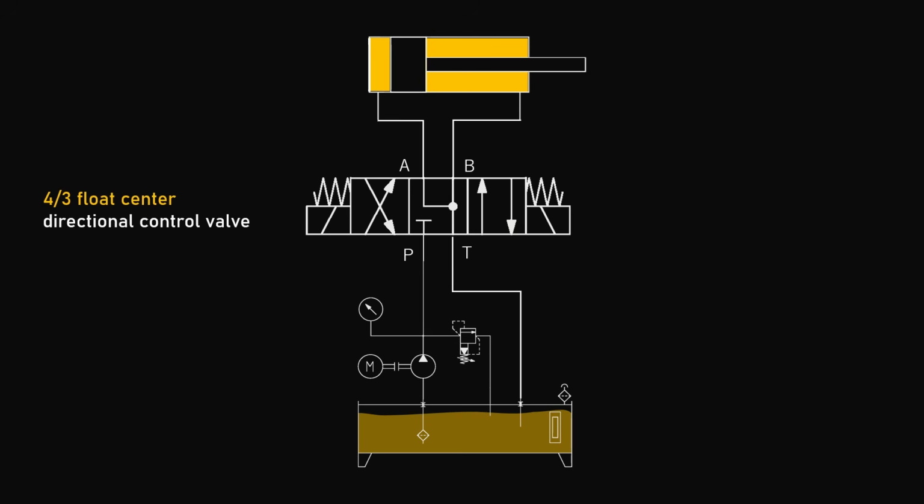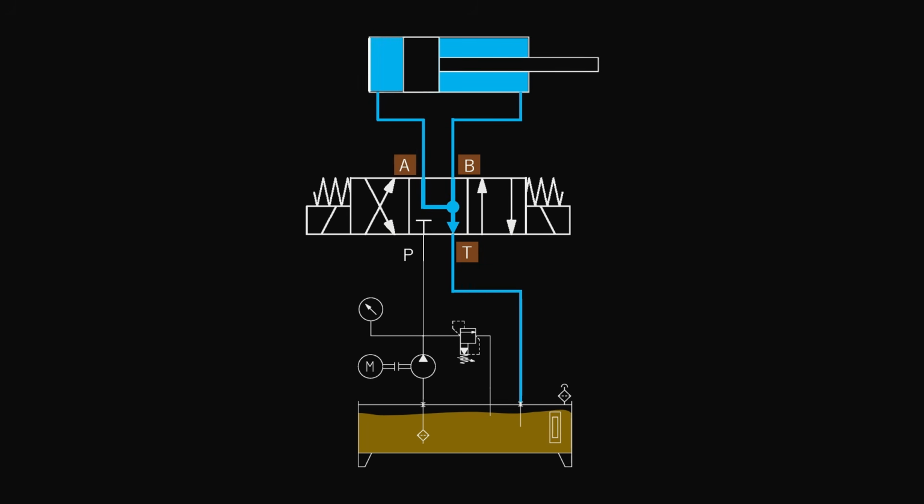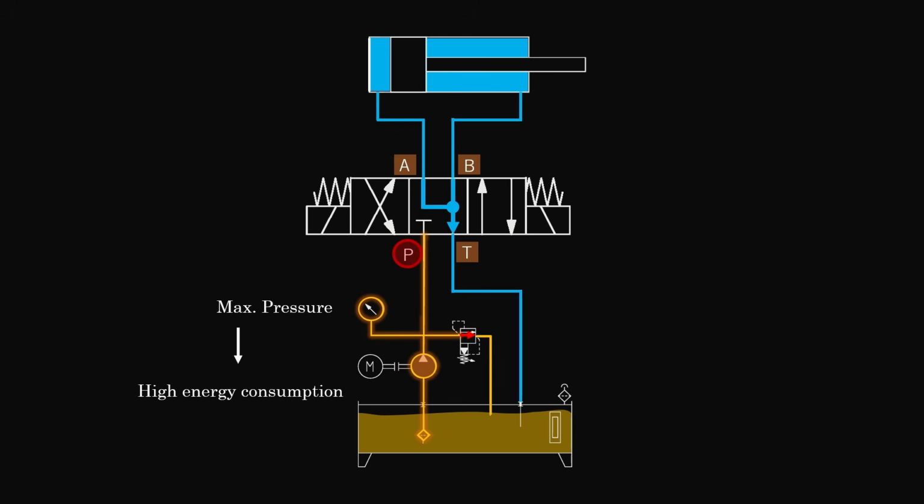In this valve, at neutral position, both cylinder ports A and B are connected to the tank port T. So oil from both sides of the cylinder can freely return to the tank. So there is no pressure left holding the piston. So the cylinder is in floating condition. But at the same time, the pressure port P is blocked. So as a result, the system pressure rises until the relief valve opens and the system maintains the relief pressure, which again leads to high energy consumption and increased heat generation.